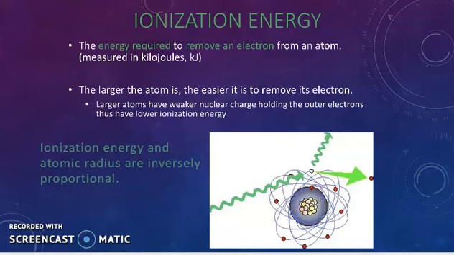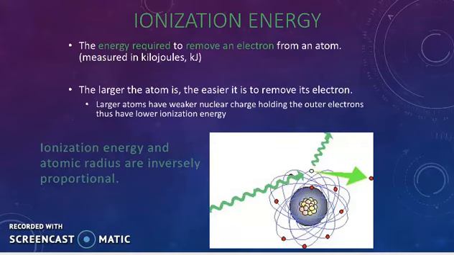Then we have ionization energy. That's just the energy required to remove an electron from an atom. It's measured in kilojoules, or kJ is the symbol for kilojoules. The larger the atom is, the easier it is to remove its electron. Larger atoms have a weaker nuclear charge holding the outer electrons, thus they have lower ionization energy.